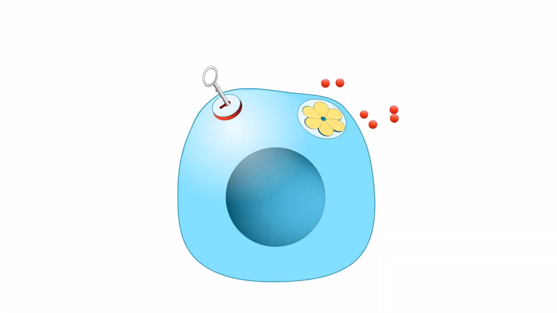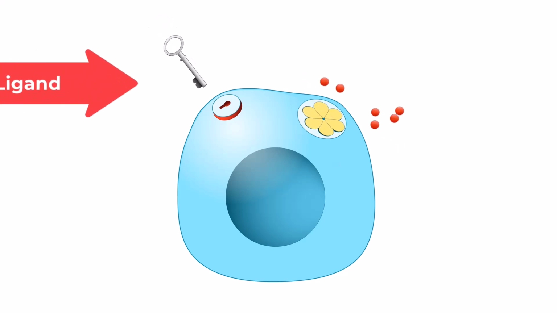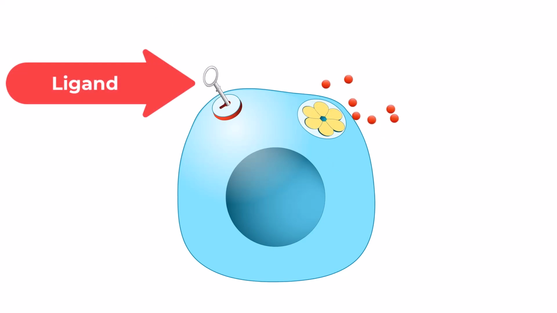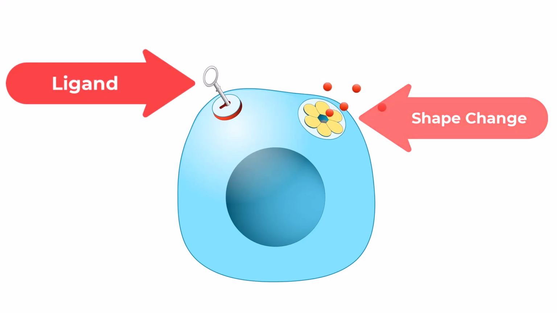Ion channel linked receptors bind a ligand and open a channel through the membrane that allows specific ions to pass through. When a ligand binds to the extracellular region of the channel, there is a conformational change, or change in shape, in the protein structure that allows specific ions to pass through.